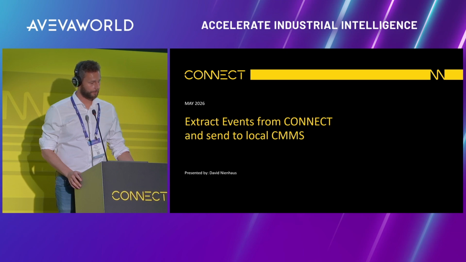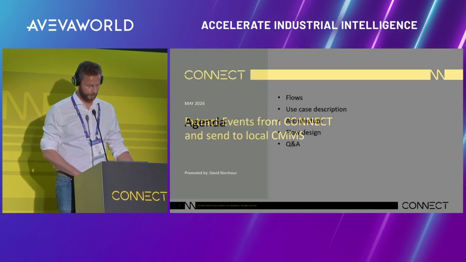Today I will talk about how we can extract events from Connect and send them to a local CMMS system. I assume that some of you have heard about Connect Flows, formerly Crosser, and some of you have not. So I will start with a brief introduction, and then we will dive into the actual presentation.